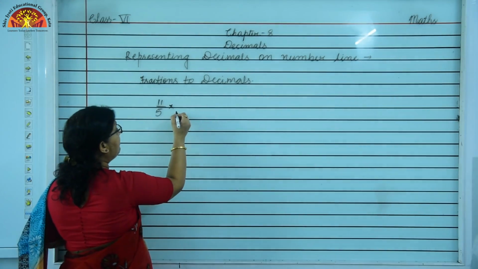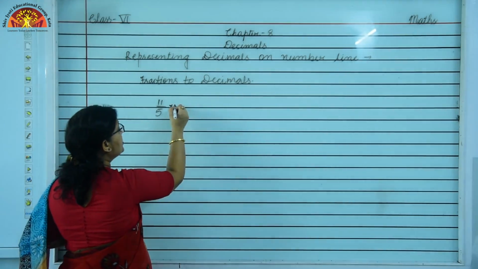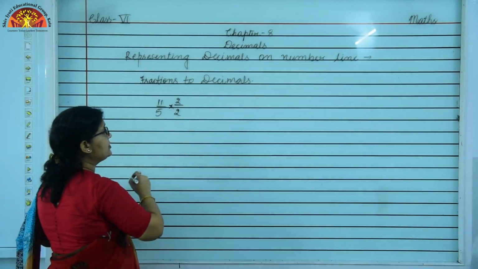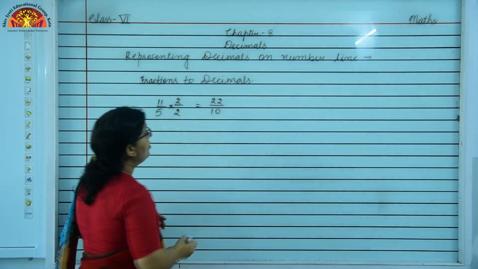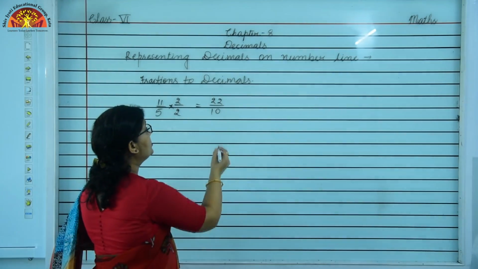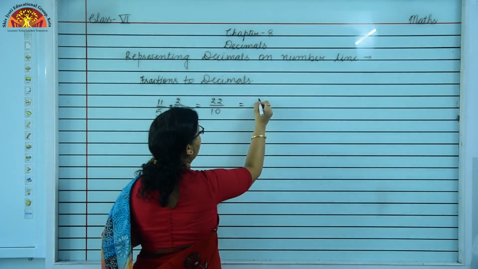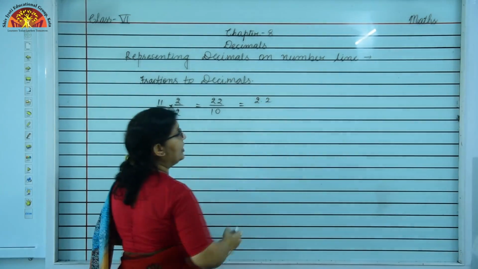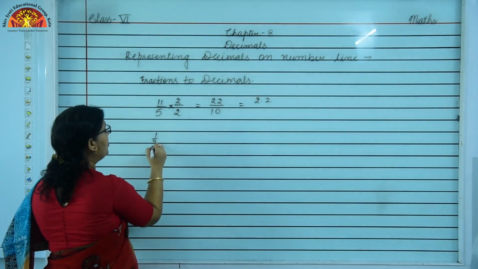So when we multiply 5 by 2, it converts into 10, 5 2s are 10. We multiply the numerator also by 2, so it is 22 upon 10. Now convert into decimal because we have 10 in the denominator. From the right side we put the decimal after one digit, so it becomes 2.2. Understood?